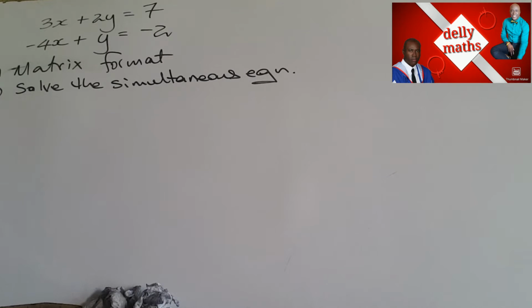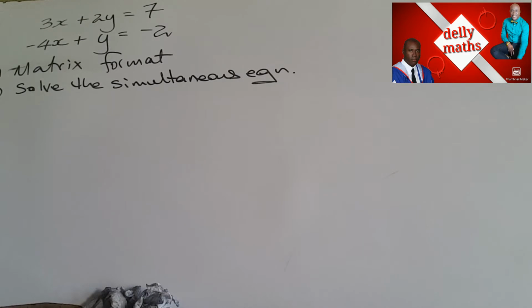Matrices method to solve a simultaneous equation. Basically, it's not just the matrices method, we're going to use the inverse method. Alright? So here's the simultaneous equation. We have 3x plus 2y equals 7. We have negative 4x plus y equals negative 2.